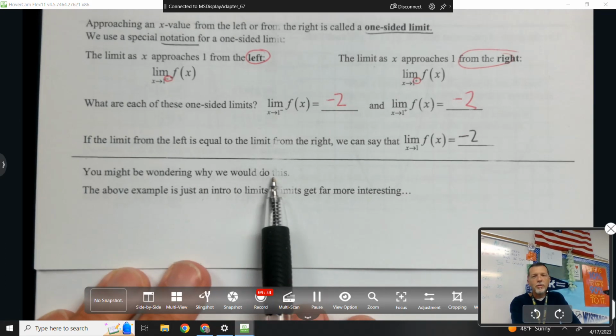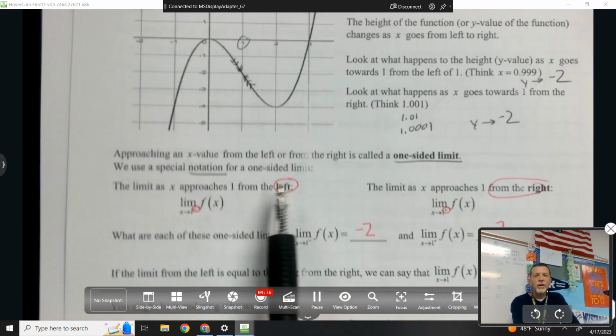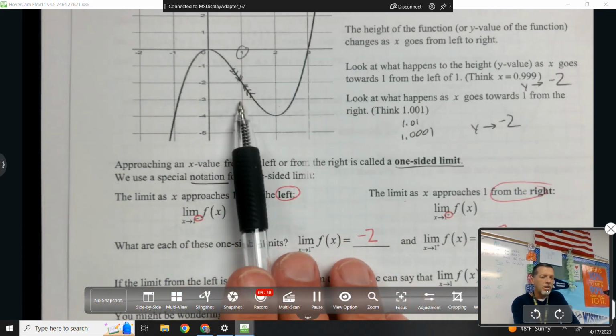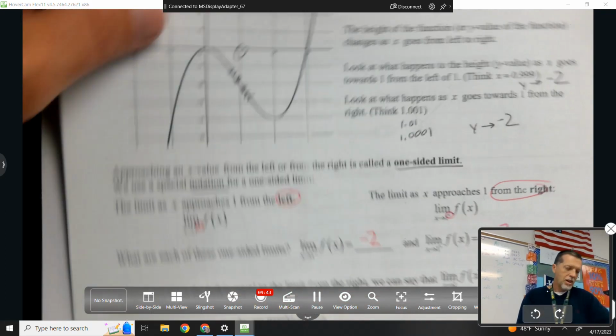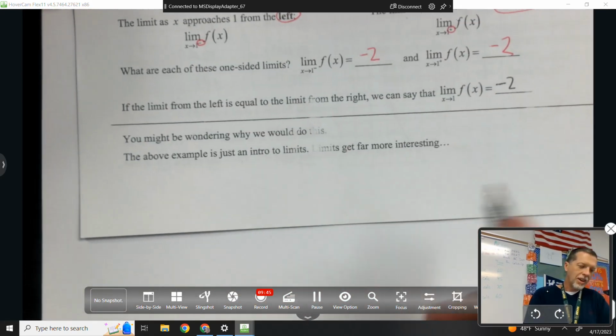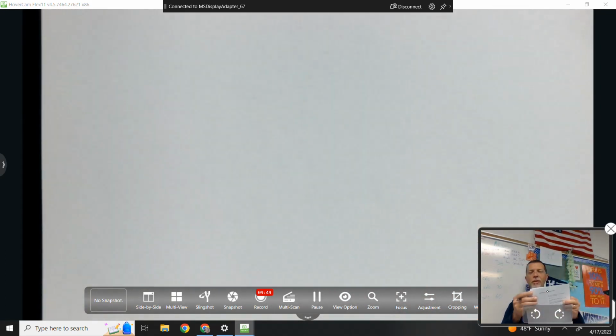Okay, so you might be wondering why we would do this, because like, what is the point? Like the function at 1 equals -2, so who cares that we're getting closer and closer? Okay, well that's just an intro. Limits get far more interesting, at least to calculus teachers anyway, maybe not to students.